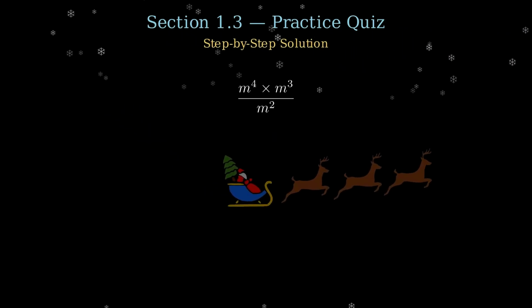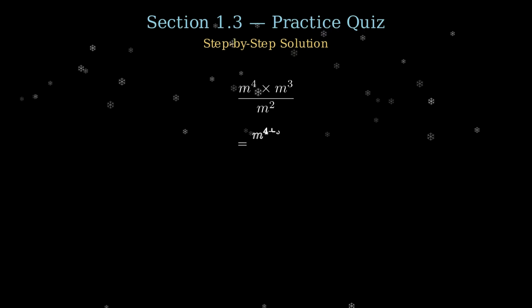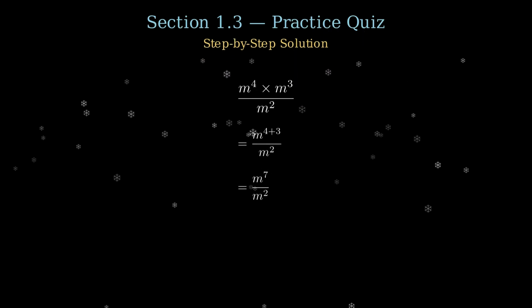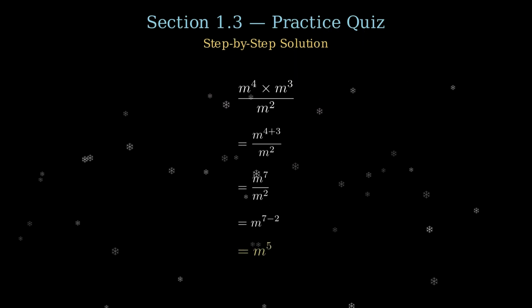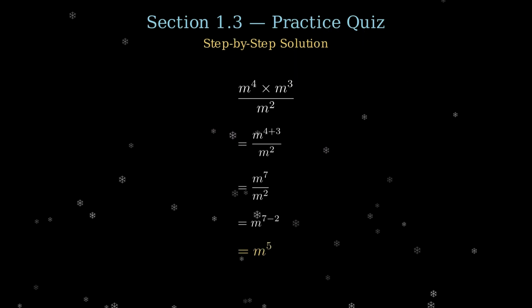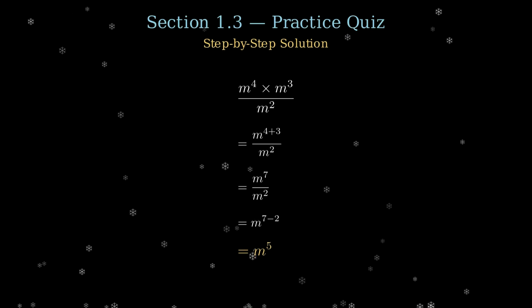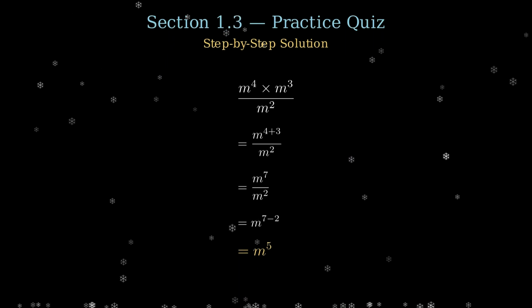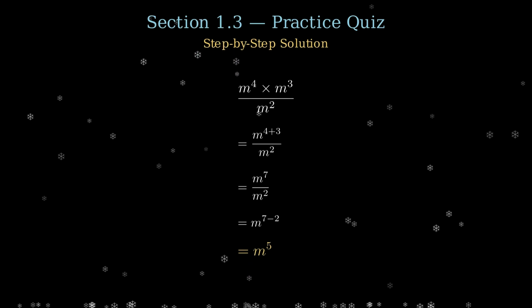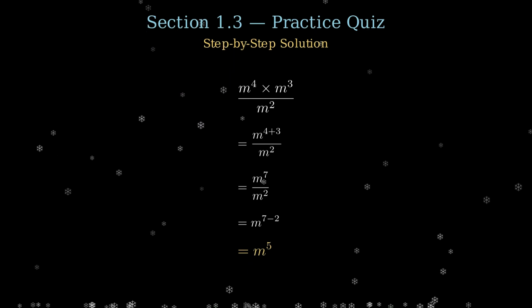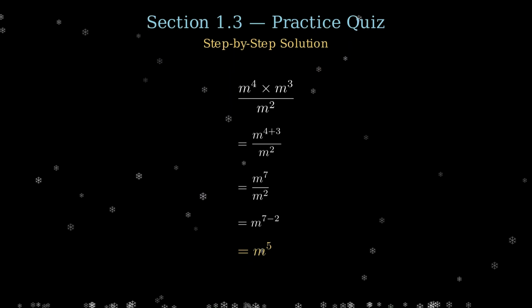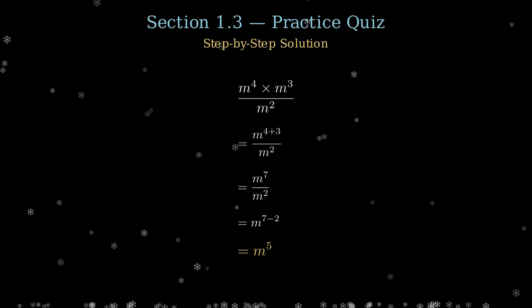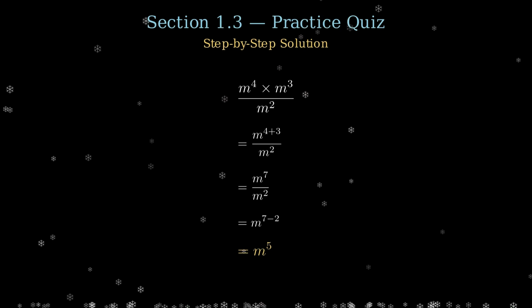First, look at the numerator. According to the product rule, m to the 4th times m cubed equals m to the 4 plus 3 power, which simplifies to m to the 7th power. Next, we apply the quotient rule for the division. M to the 7th divided by m squared equals m to the 7 minus 2 power. This gives us our final simplified answer, m to the 5th power.